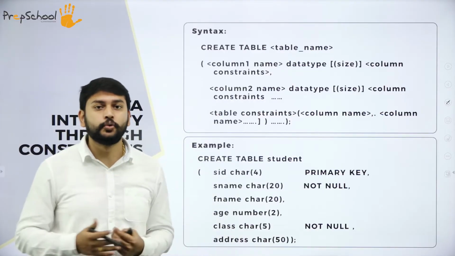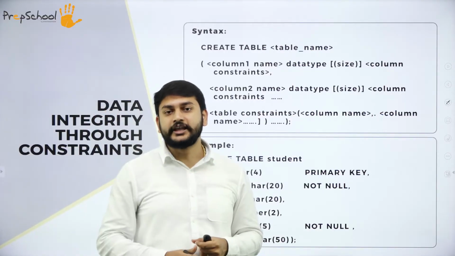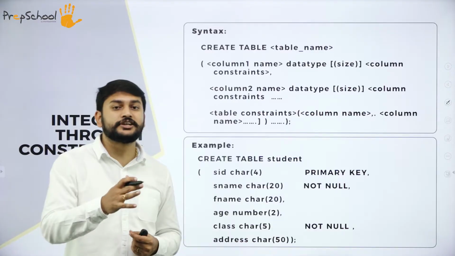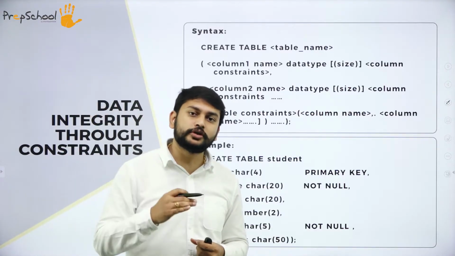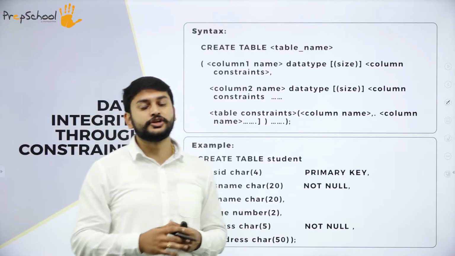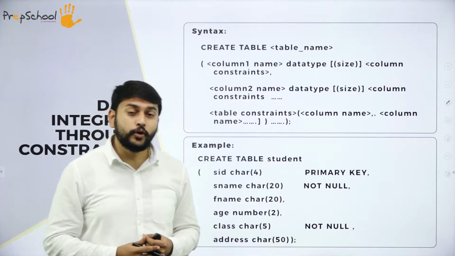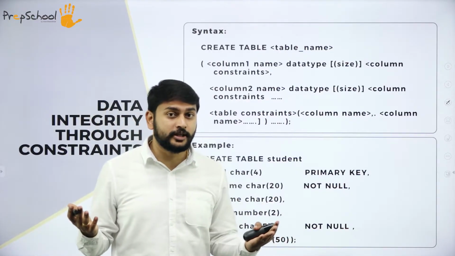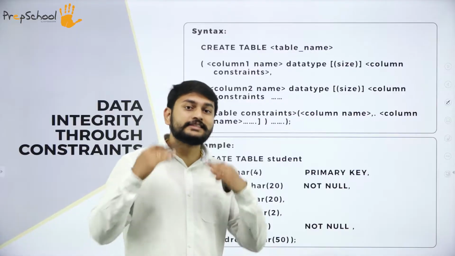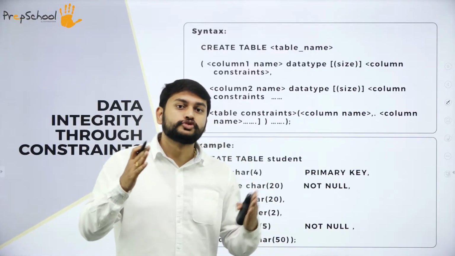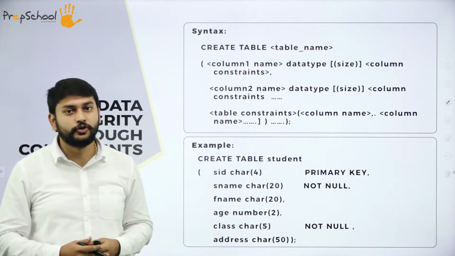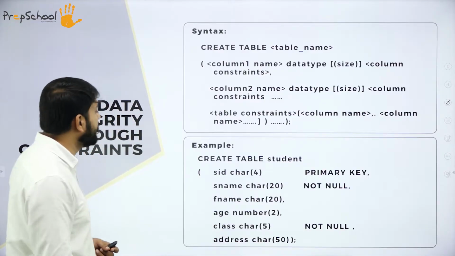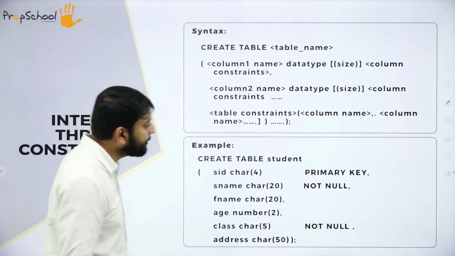So then how do I do it? I have some techniques, some constraints, which will help me to store the data without repetitions when I'm creating the table. So how do I enhance the data integrity? That is what I'm going to explain to all of you. Guys, let me start with the first one, that is primary key.